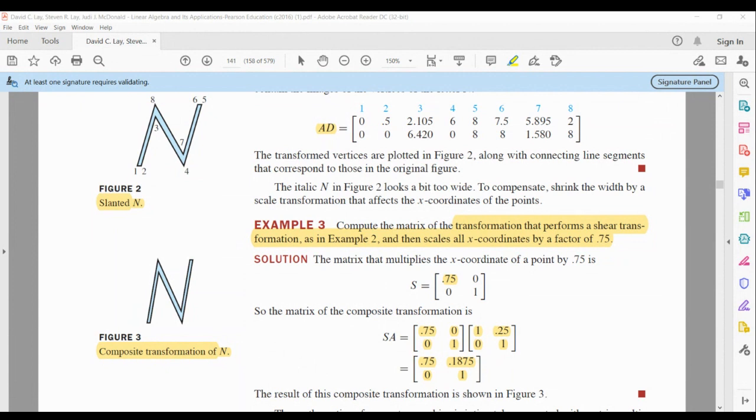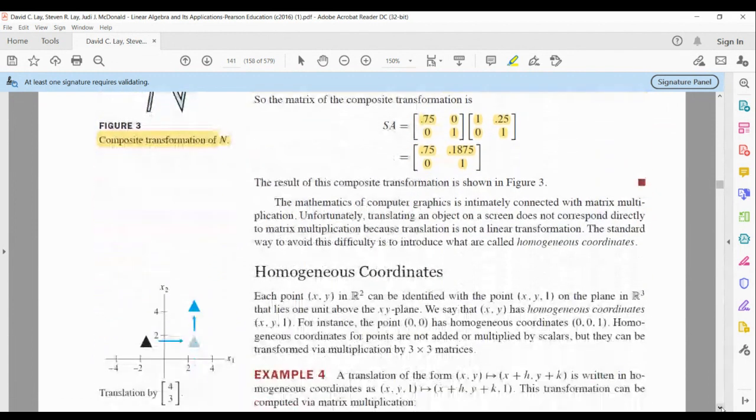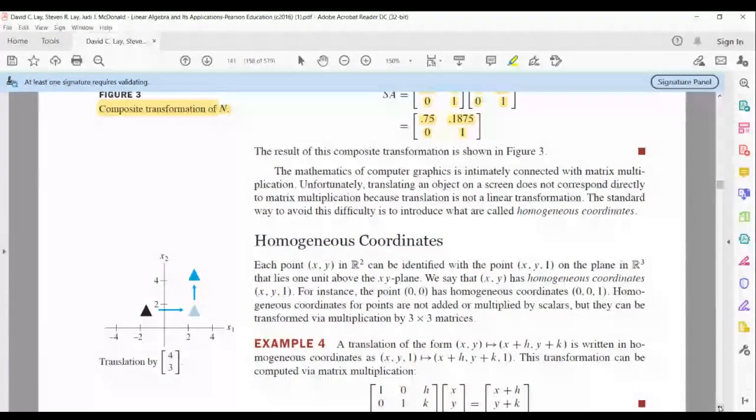All right, let's continue on. So now we're going to talk about something called homogeneous coordinates. I want to say this the right way.